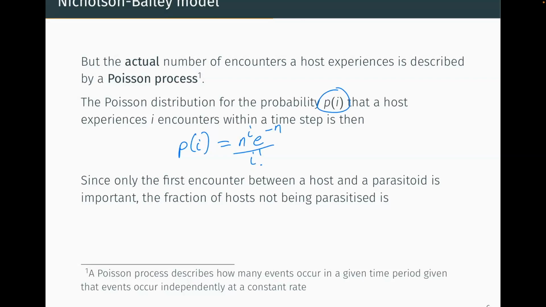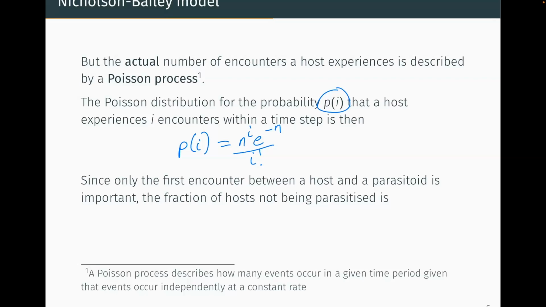Okay. So that comes from a Poisson distribution and is telling us the probability of having, say, 0 or 1 or 2 or 3 or 4 or 5 or however many encounters with parasitoids in general, for a given host in this population in a given time step.